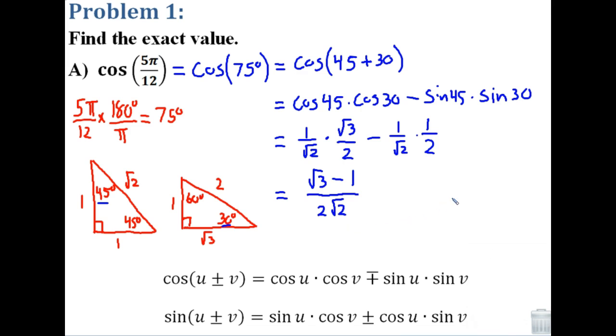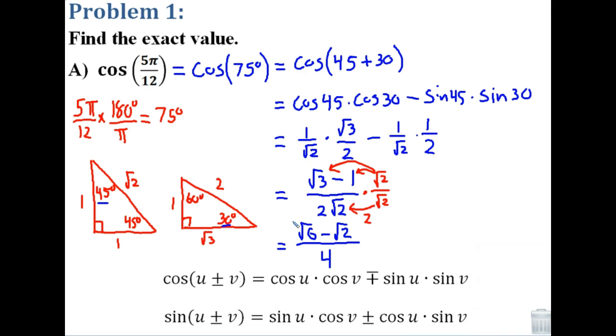Okay, and I'm going to be able to take one more step with this to clean it up. If I multiply the top and bottom by root 2 over root 2, that's going to allow me to rationalize the denominator. That'll cancel out this root 2 on the bottom. I'm going to need to distribute that to both terms on the top, which will leave me with root 6 minus root 2. And over on the bottom, root 2 times root 2 is just a 2. So in other words, we have 2 times 2, which would be a 4.